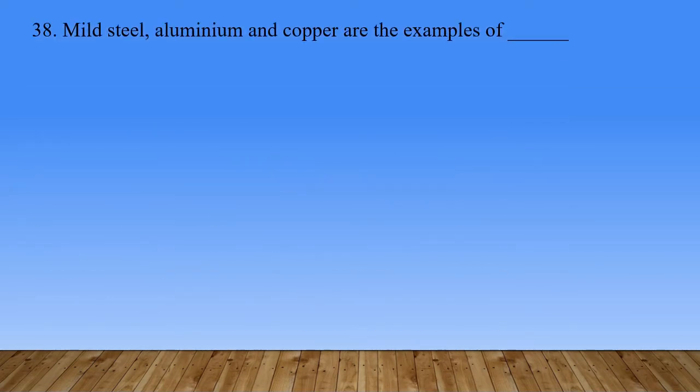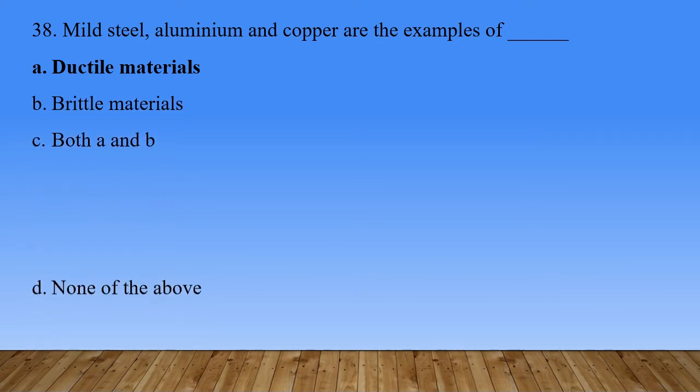Question number 38. Mild steel, aluminum and copper are the examples of A, ductile materials. Option B, brittle materials. Option C, both A and B. Option D, none of the above. So the correct answer is option A, that is ductile materials.